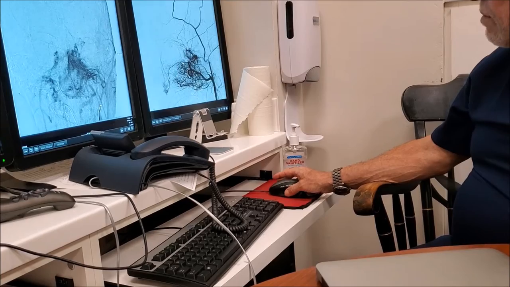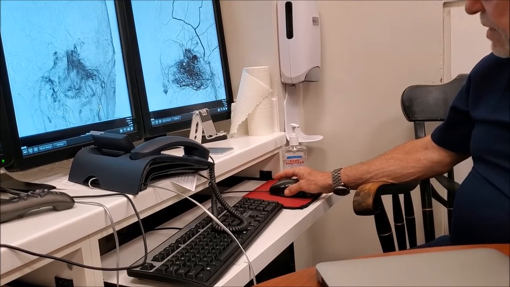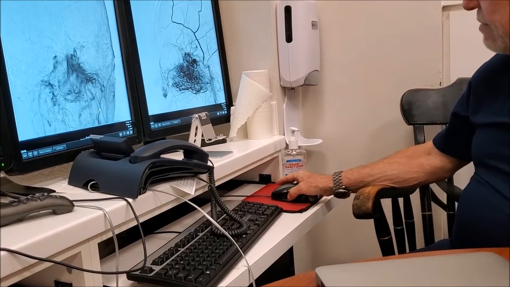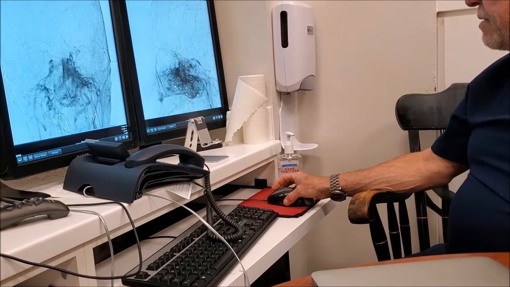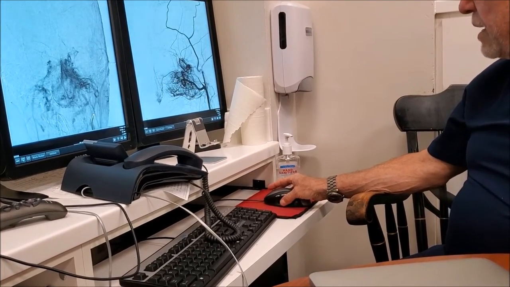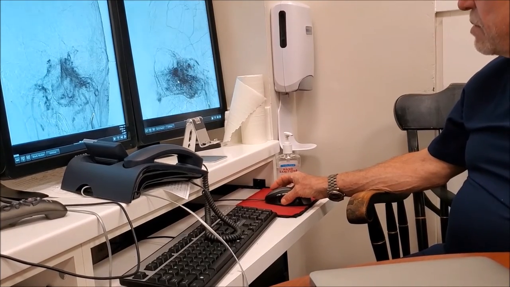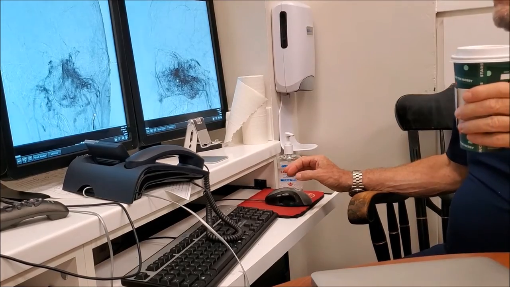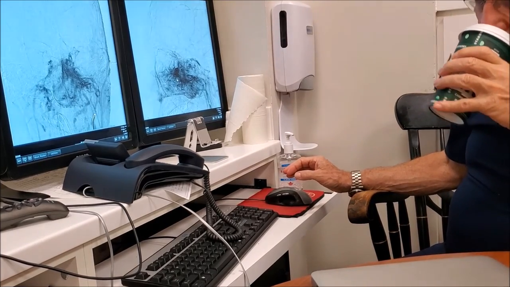Okay, let's see if you did more selective. This is an aggressive tumor. It's benign, but it does look quite aggressive. If this were to turn out to be a very aggressive, very vascular meningioma. What's the name?